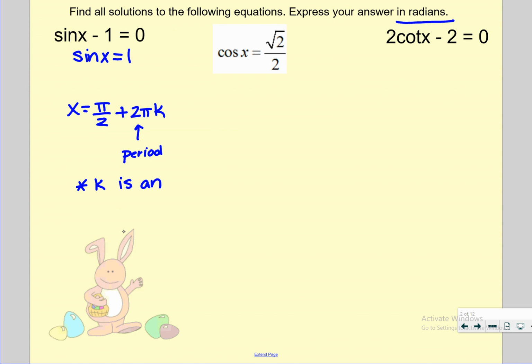An integer. Yep. And that accounts for all of the solutions that we could possibly have, all of the places where sine would equal 1. So pi over 2 plus or minus any multiples of our period.